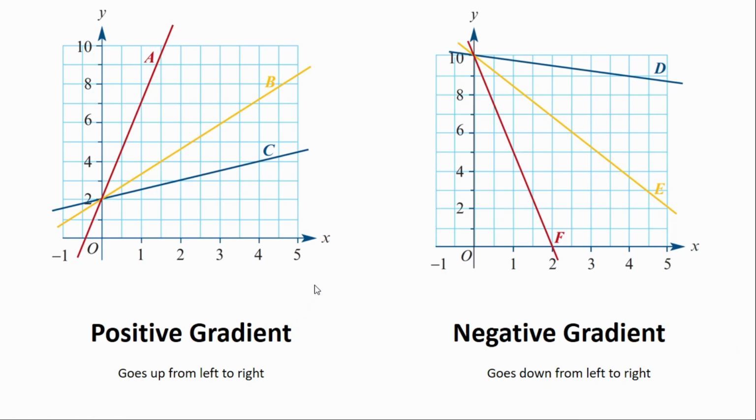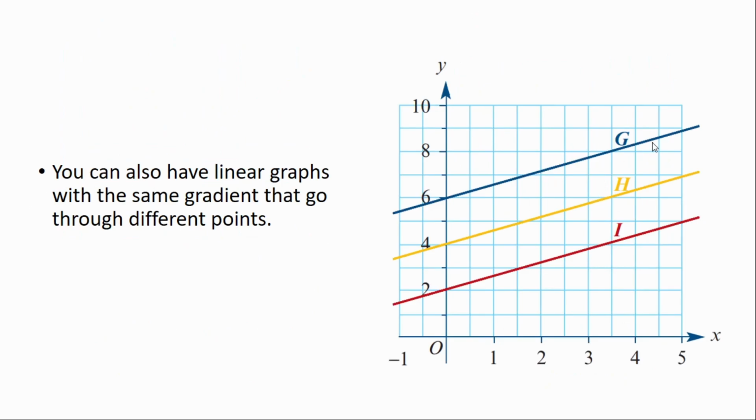In addition to that, you can have graphs with the same gradient. They've got the same slopes, but they go through different points. Just something to remember for later on in this topic. If they've got the same gradient and they go through different points, they will never touch each other. So they are called parallel lines. Alright, so now we know some key features of the gradient.